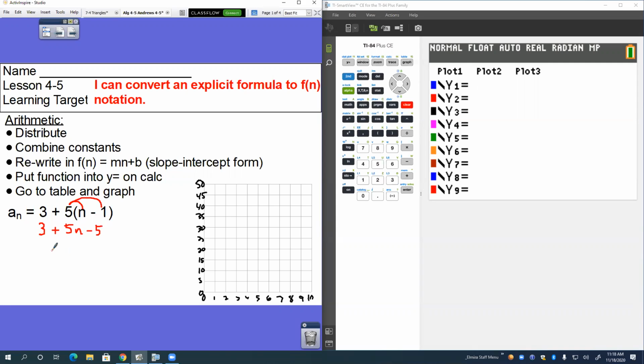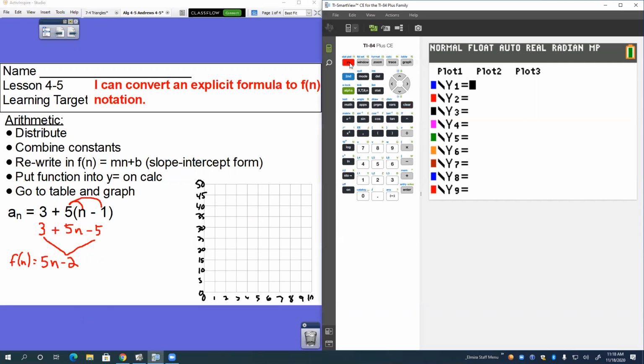Now what you want to do is combine our like terms. We're going to add together our 3 and our -5. So we have 5n. We're just going to bring down that 5n. But now we're going to add together the 3 and the -5 to be a -2. We're going to write minus though because it's in the equation. So we have f of n equals 5n minus 2. So now we're just going to graph that.